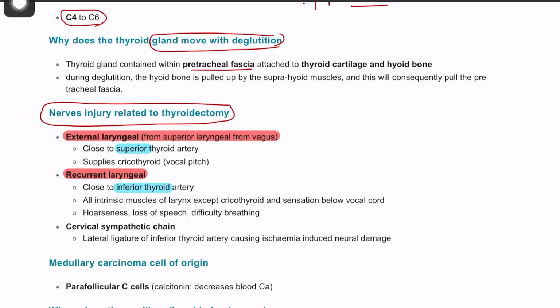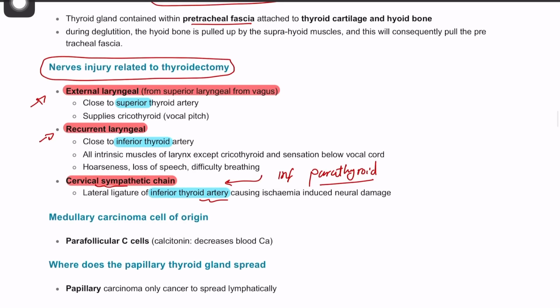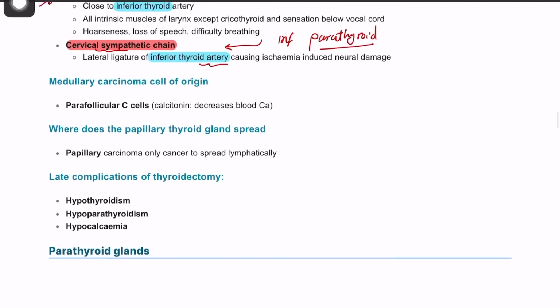And also the cervical sympathetic chain might be injured as well, specifically with ligature of the inferior thyroid artery. An interesting fact about the inferior thyroid artery is that it gives a branch to this cervical sympathetic chain and, most importantly, gives a branch to the inferior parathyroid gland. So that is one of the reasons why a thyroidectomy patient can get hypocalcemia, due to ligation of this artery, and I think we're going to cover this question as well. We're going to mention the structures that are supplied by the external laryngeal and recurrent laryngeal nerves now, so we can find out what will happen when these nerves are affected.